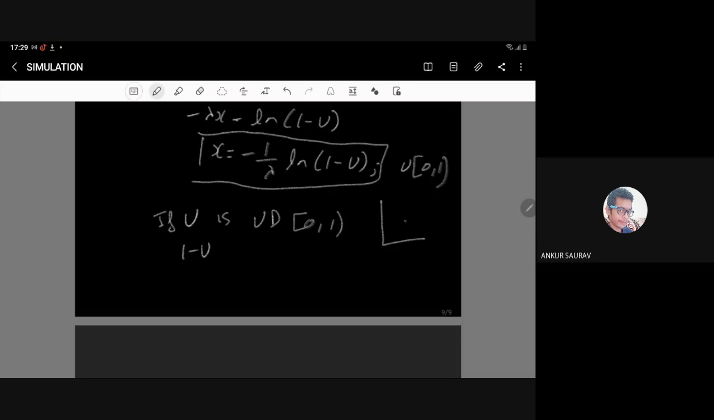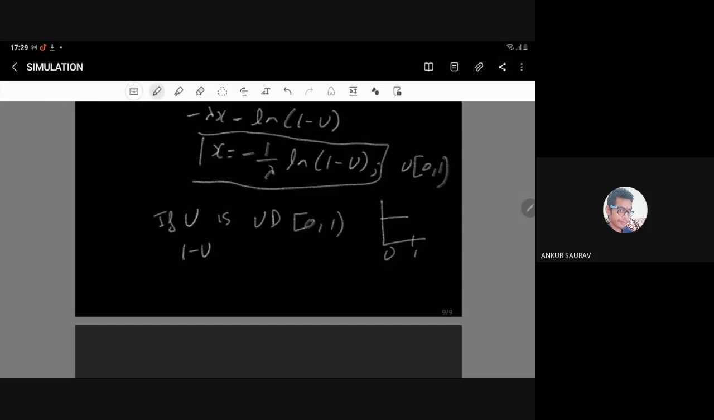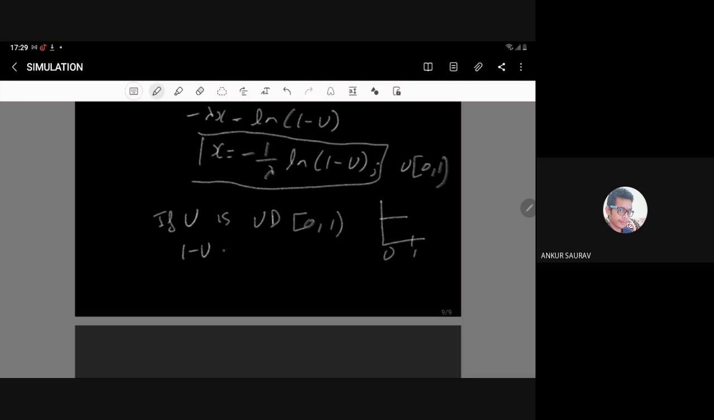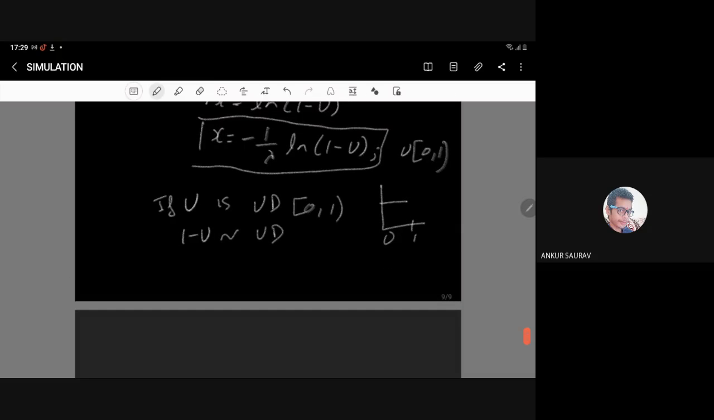I'm saying that if u is between 0 and 1, uniformly distributed, then what is the status of 1 minus u? It is also uniformly distributed, right? It is also uniformly distributed. So here we have to write the uniformly distributed number.